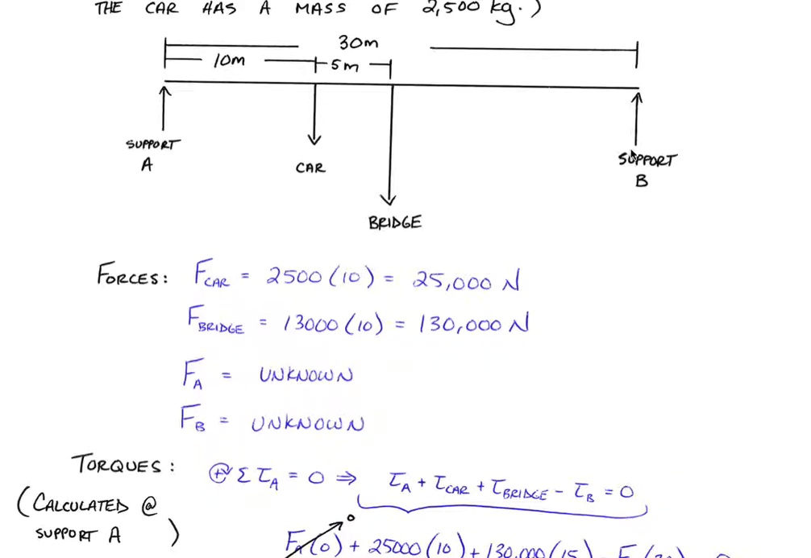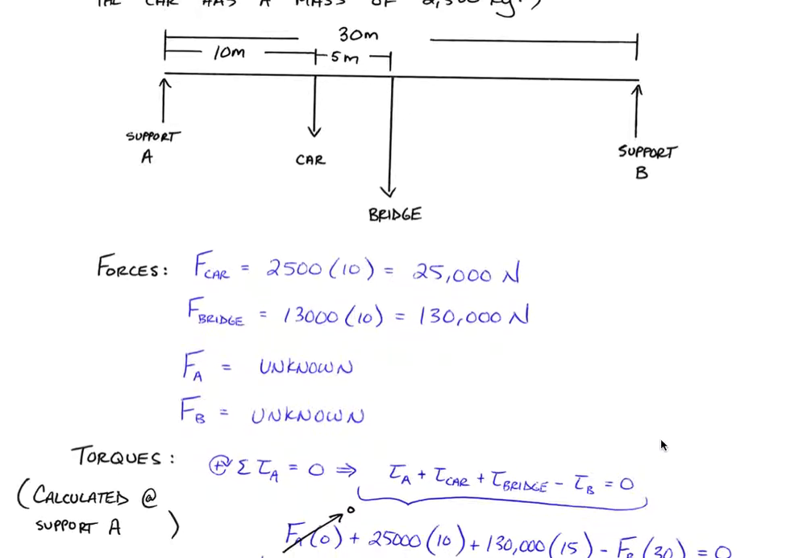Last but not least, support B. Well, if I'm pinned down here and this is pushing up, it's going to try and rotate that entire bridge counterclockwise. So you can think of support A here as like a hinge. It's not really a hinge, but we can assume it's a hinge. The car will try and spin around that hinge clockwise. The bridge will try and spin clockwise. Support B, since it pushes up, will try and spin counterclockwise. And that's where these positive and negative torques come from.